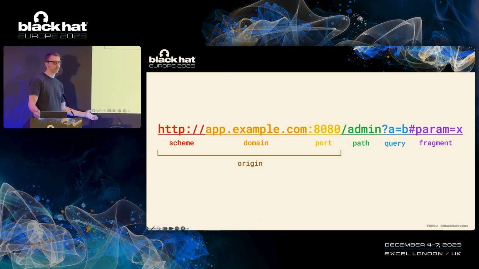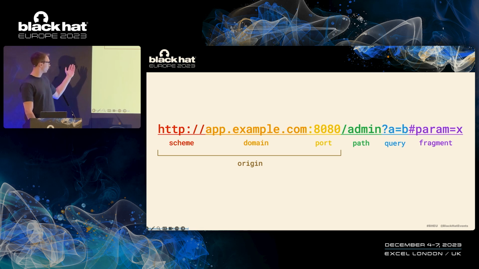So we're going to be focusing on DNS rebinding in browsers, and it's quite important to make sure we all understand the same origin policy. So what I've got up on the screen here is a URL, and I've split it into different parts. The three we care about are those first three: the scheme, the domain, and the port, and together those form the origin.